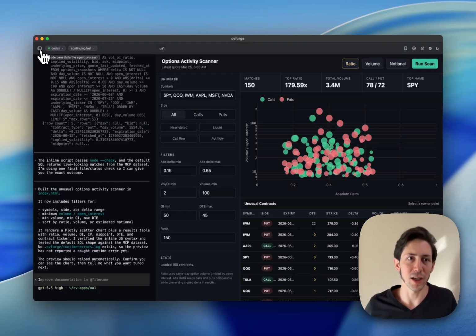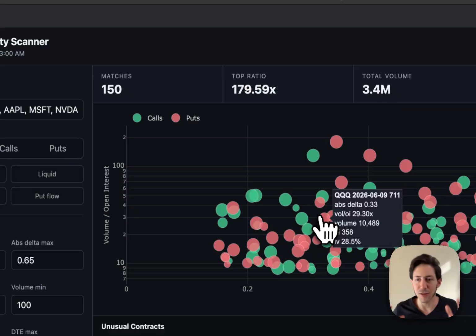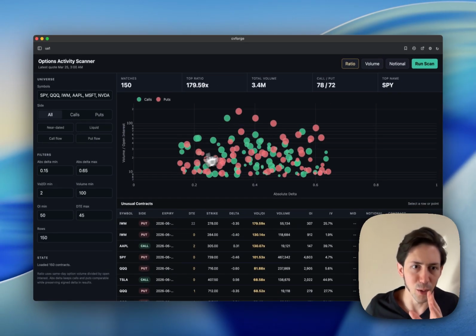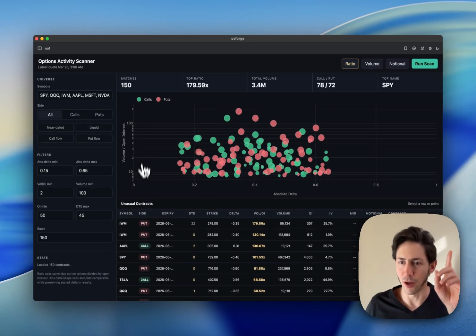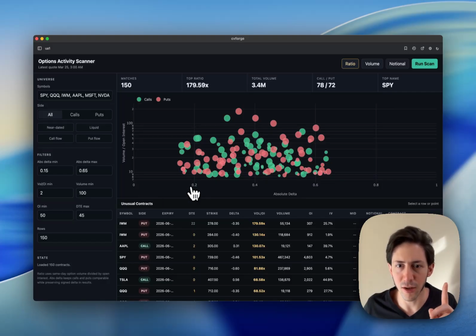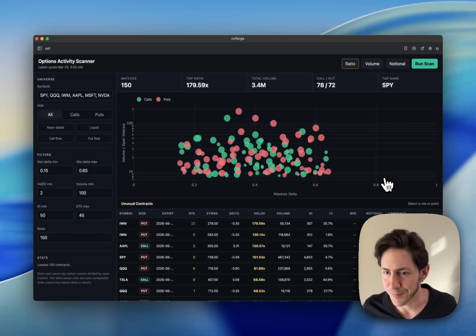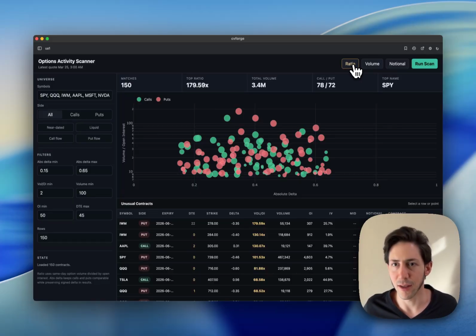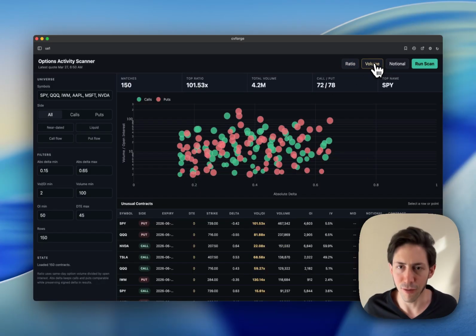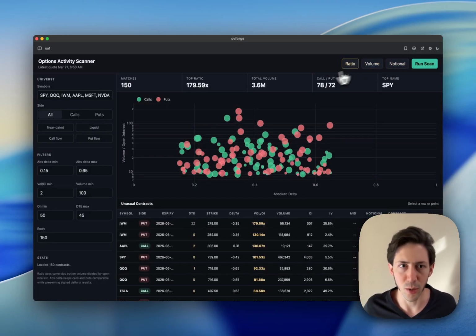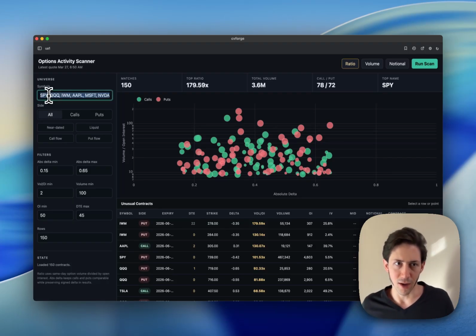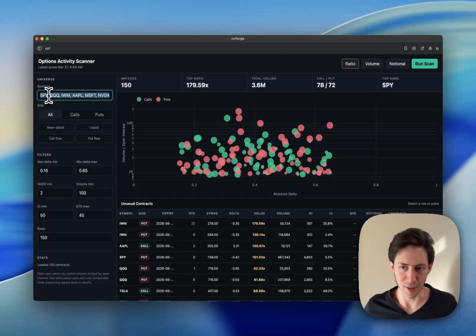Now let's explore what it actually built. So it gave us this chart where we can see the ratio of volume and open interest over here, and here the absolute delta. So this lets us find out of the money contracts. And here it scans by ratio, it can scan by volume, it can scan by notional. Let's go to ratio. And one of the interesting things is it made this universe here, which I didn't ask it for, it just did it, which is quite cool.